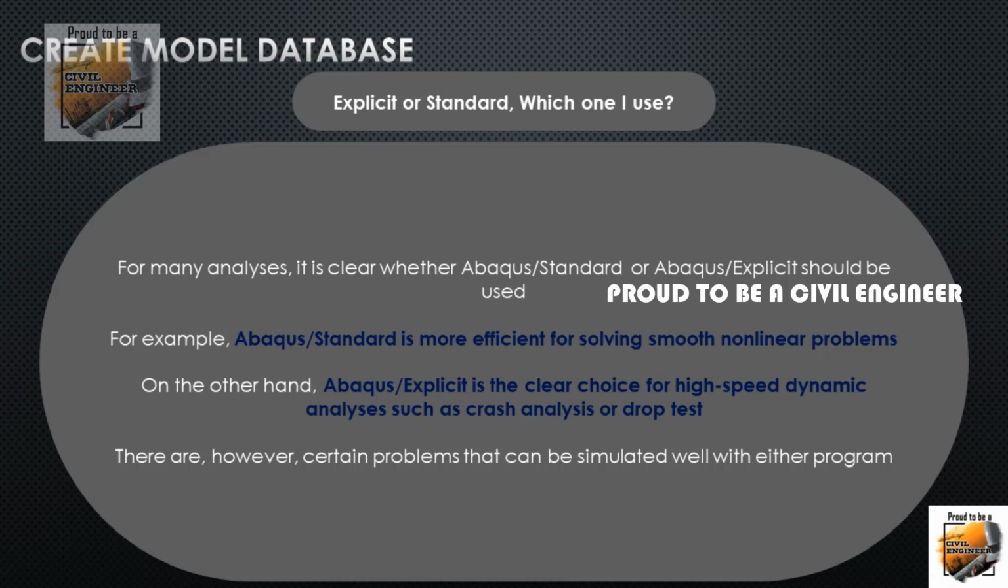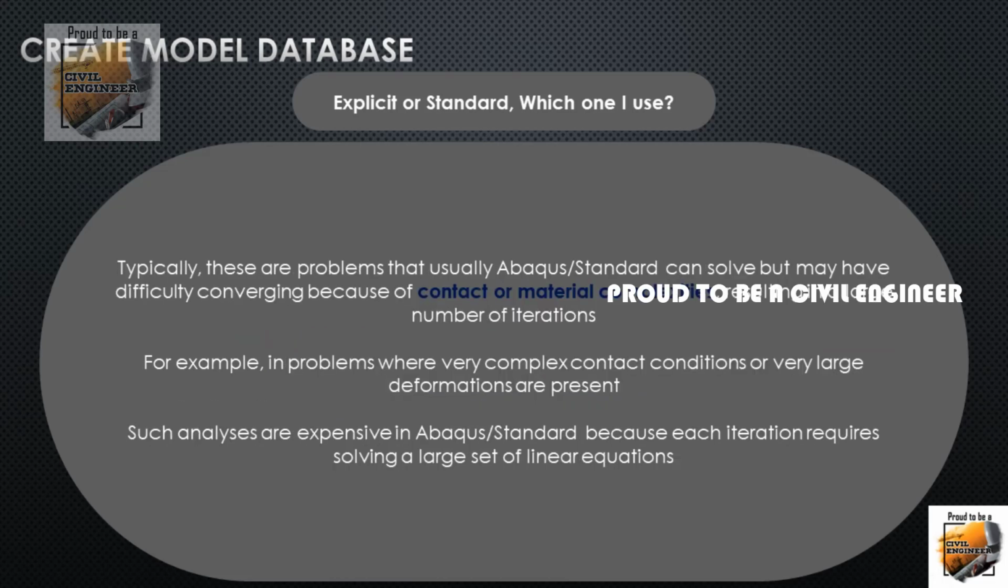On the other hand, Abaqus Explicit is the clear choice for high-speed dynamic analyses such as crash analysis or drop test. There are, however, certain problems that can be simulated well with either program. Typically, these are problems that usually Abaqus Standard can solve but may have difficulty converging because of contact or material complexities, resulting in a large number of iterations. For example, in problems where very complex contact conditions or very large deformations are present. Such analyses are expensive in Abaqus Standard because each iteration requires solving a large set of linear equations.